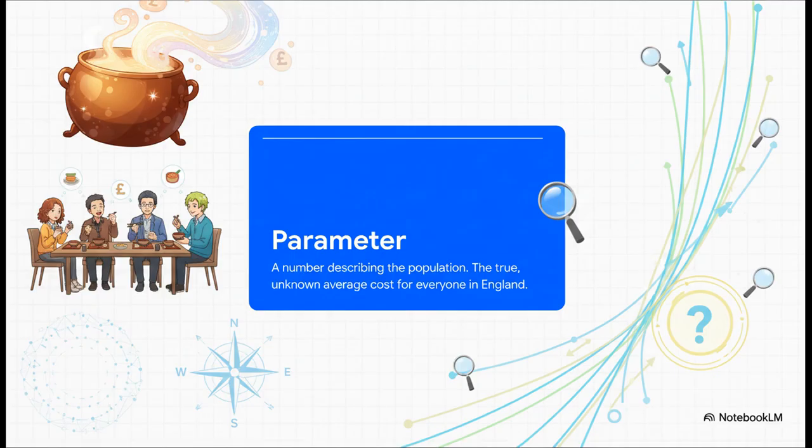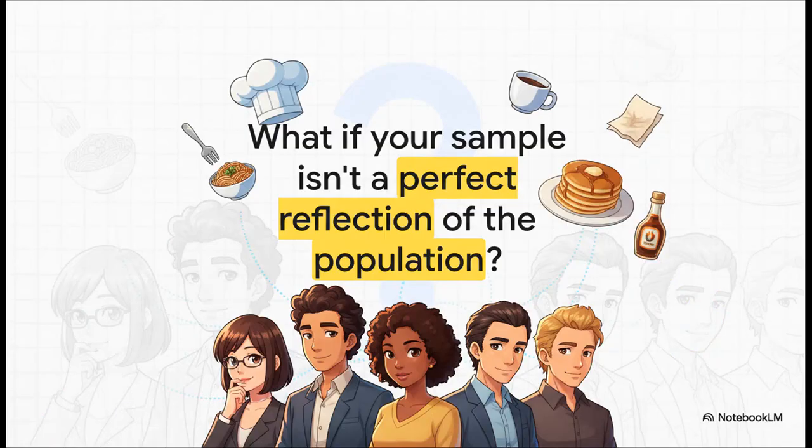But here's the thing. That £66.10 isn't the real prize. What we're really hunting for is the parameter. In our soup world, this is the true taste of the entire pot. It's the actual average meal cost for everyone in England. This is the big mystery number we're trying to uncover. We can't measure it directly, but our little statistic, it's the crucial clue that helps us make a really educated guess.